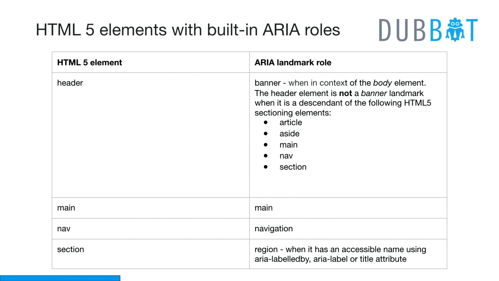Header, if you have the header element, you don't need to add role equals banner. It is a lot like the footer, where if it's not directly within the body element, you should probably add the role that you're intending for it. Main has main, nav has navigation, and section has region when it has an accessible name using aria-labelledby or aria-label. So if you do use section, you should still add that label because it is treated as a generic region.